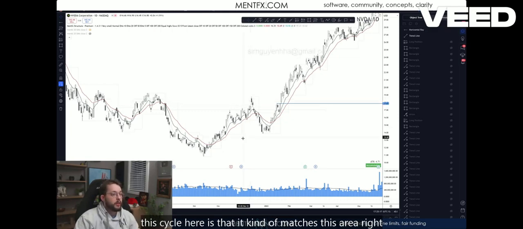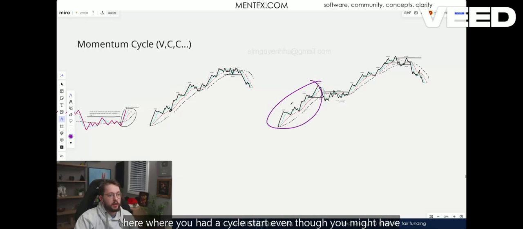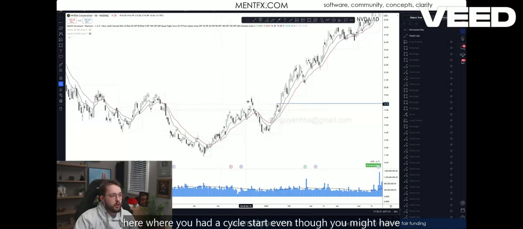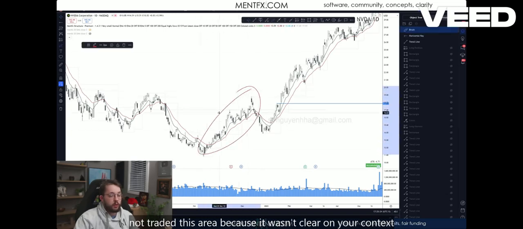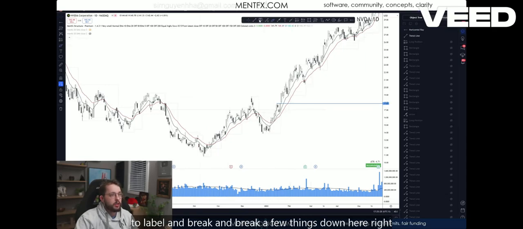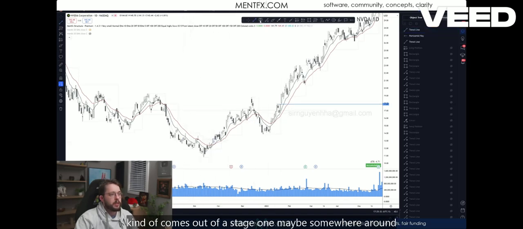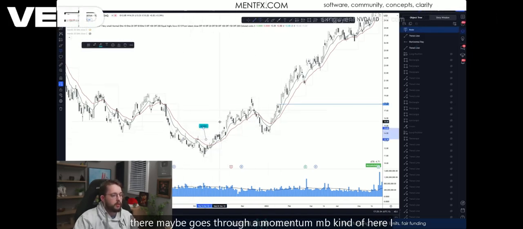And the funny part about this cycle here is that it kind of matches this area right here where you had a cycle start, even though you might not have traded this area because it wasn't clear on your context time frame. Price then broke down to distribute. So if I start to label and break a few things down here, it kind of comes out of a stage 1, maybe somewhere around there. Again, it doesn't have to be perfect. Maybe goes through a momentum MB kind of here.